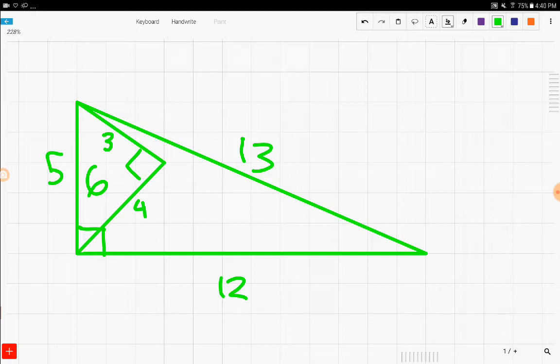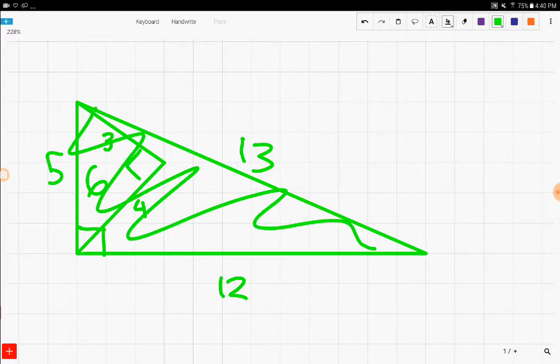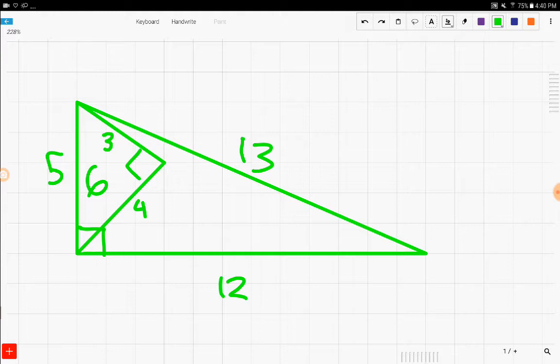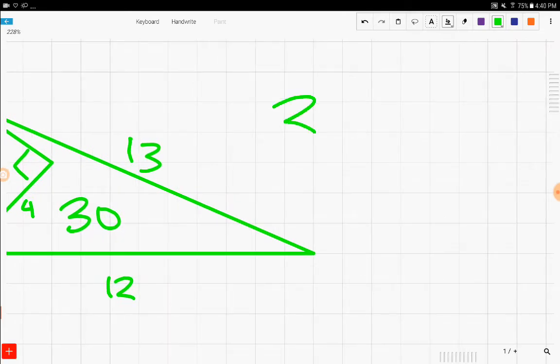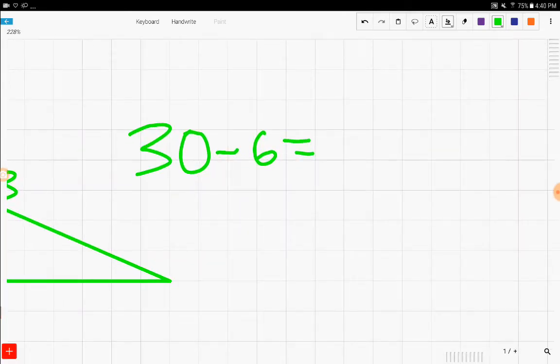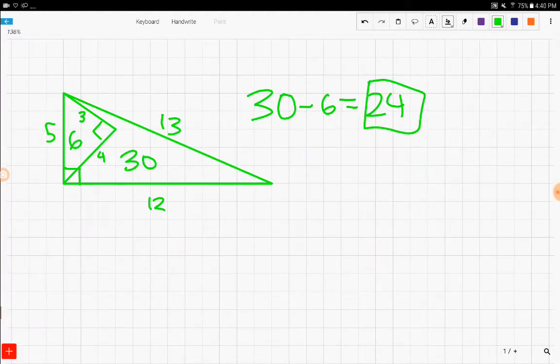And meanwhile, the area of this whole triangle is 5 times 12 over 2. And calculating that, we find that it's 30. So subtracting 6 from 30, we get 30 minus 6 equals 24. And we're done. And that's the answer.